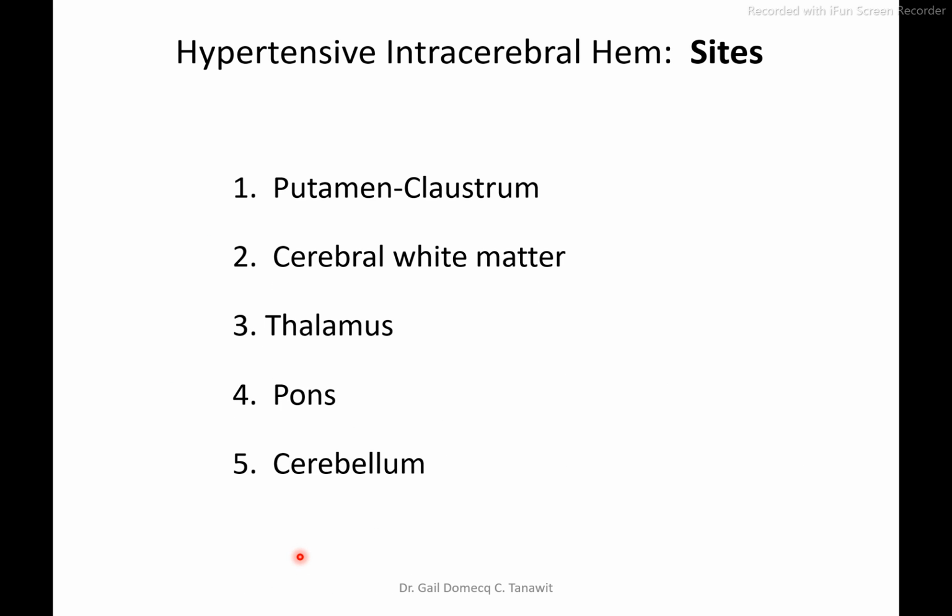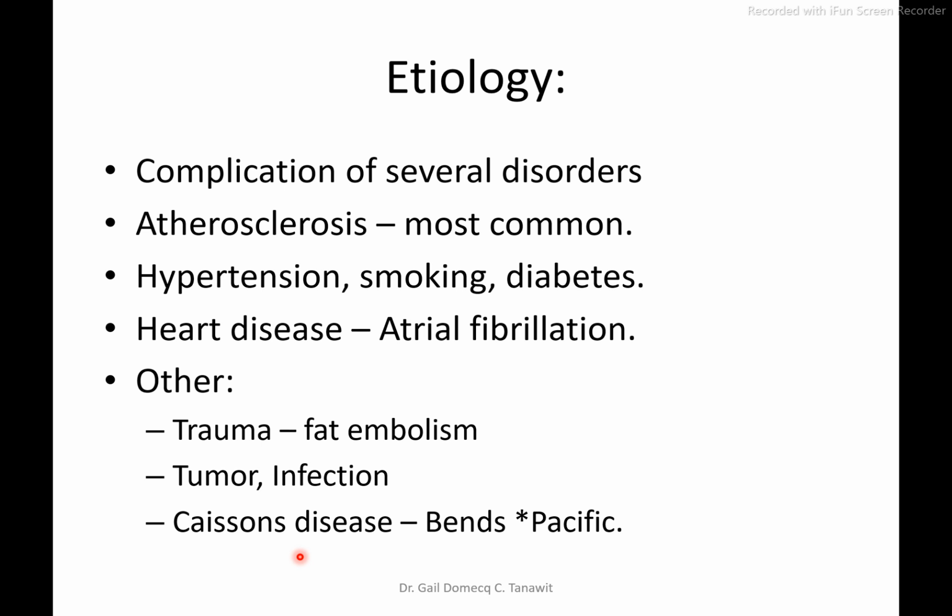So these are the hypertensive intracerebral hemorrhagic sites. Ang pinaka-common is putamen, 55%. Cerebral white matter, almost the same. So pag may bleed, usually high blood, yun. Putamen. Bleeding tayo.